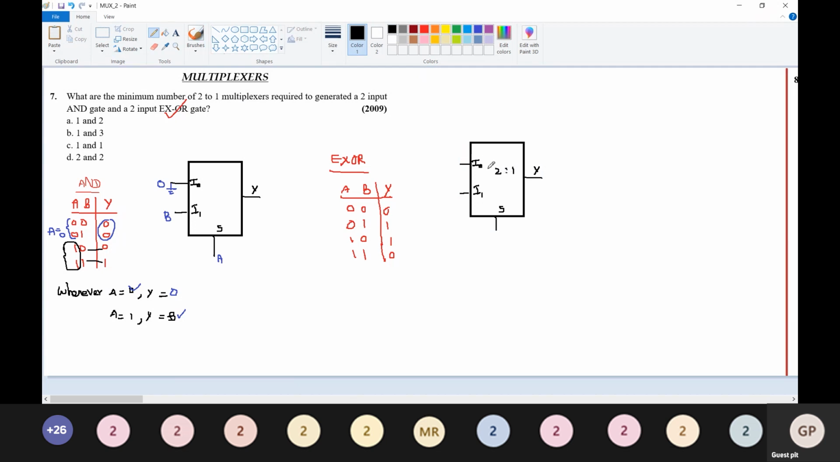Okay. So now we'll take one of the input variables constant. Whenever A is equal to 0, what is your output? See, Y is equal to B: 0, 0, here also 1, 1. So Y is equal to B.